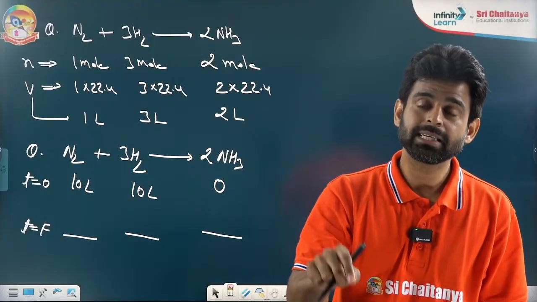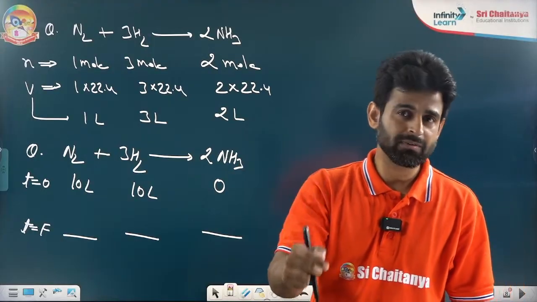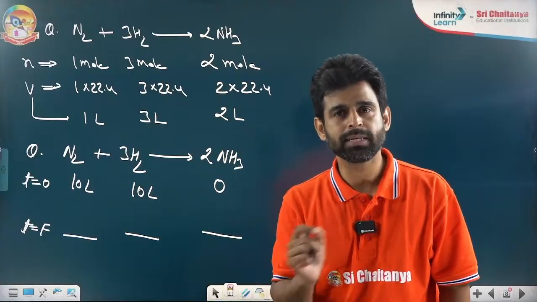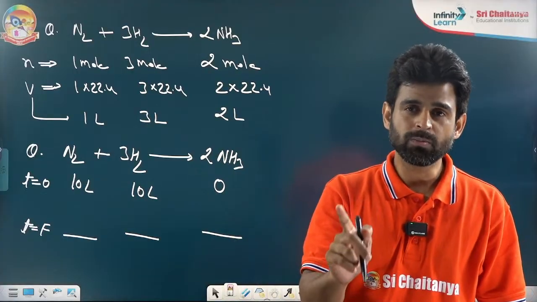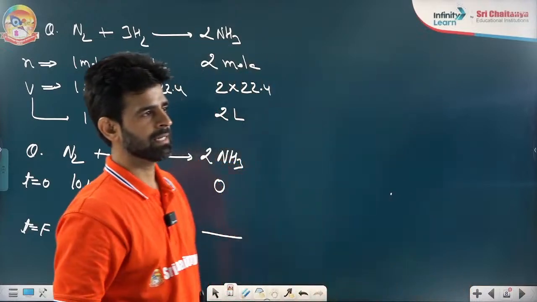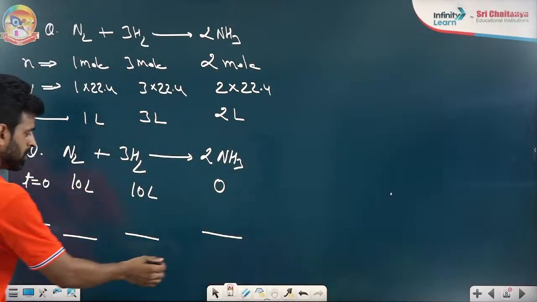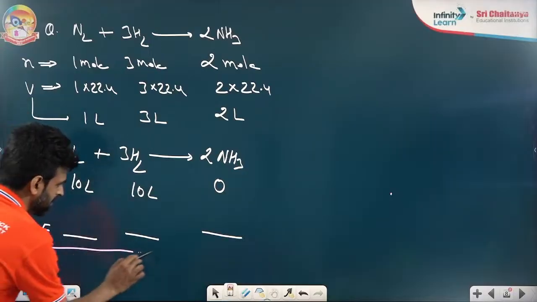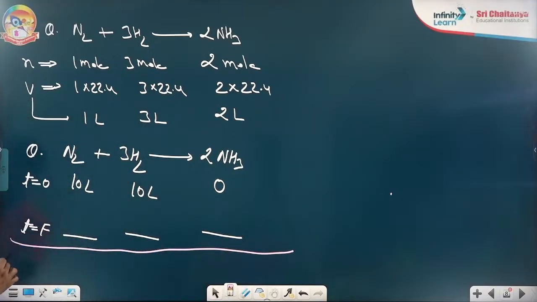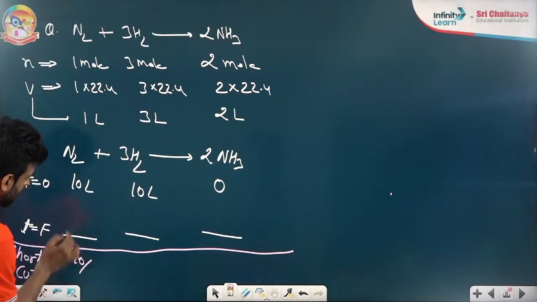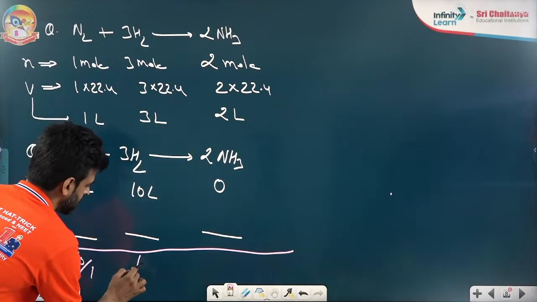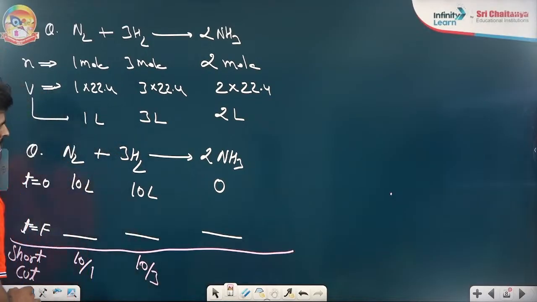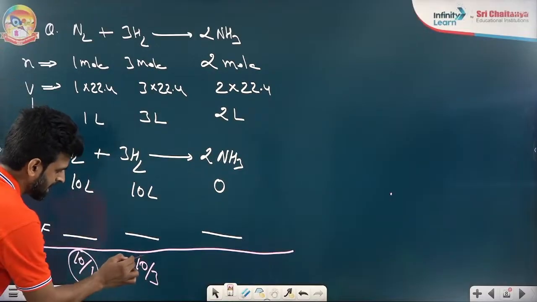Why am I doing this? In weight questions, we converted weight into moles. But here there is no need. Why? Because the volume ratio and mole ratio will be the same. Clear? So you can apply the shortcut directly here. First of all, we have to find who is the limiting reactant. How? 10 divided by 1 for N2, and 10 divided by 3 for H2.